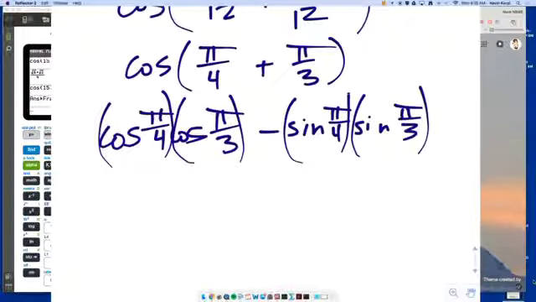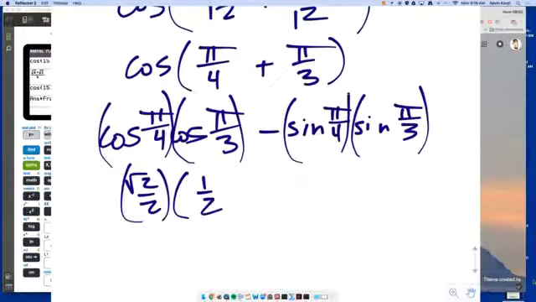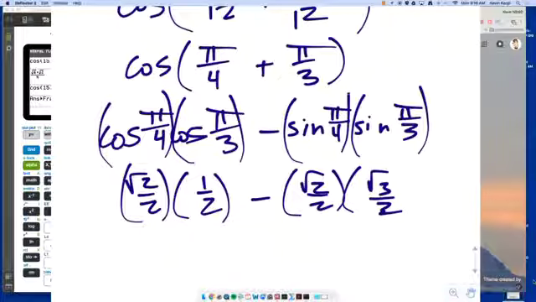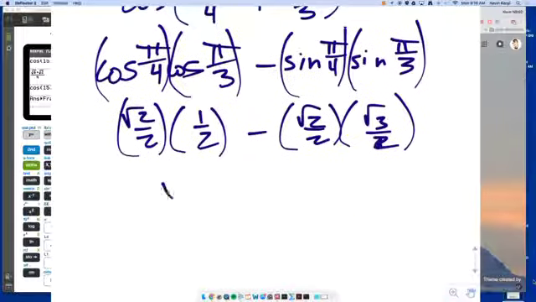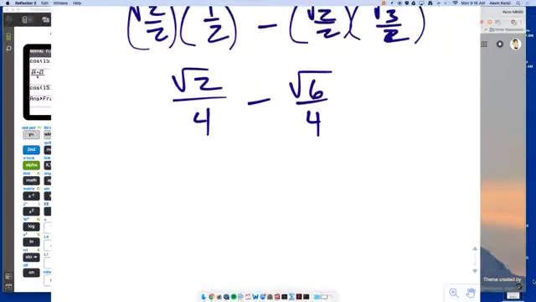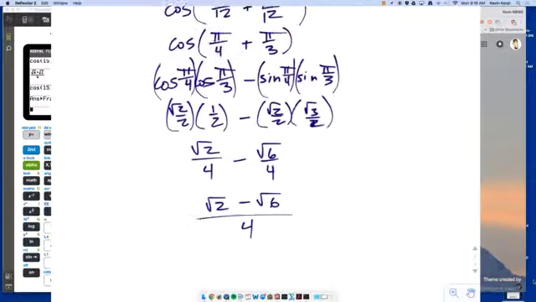Cosine of pi fourths, square root of 2 halves. Cosine of pi thirds, 1 half. Minus sine of pi fourths, square root of 2 halves. Sine of pi thirds, square root of 3 halves. Now when you multiply across, you're going to get the square root of 2 over 4 minus the square root of 6 over 4. And now your final answer is the square root of 2 minus the square root of 6 over 4.